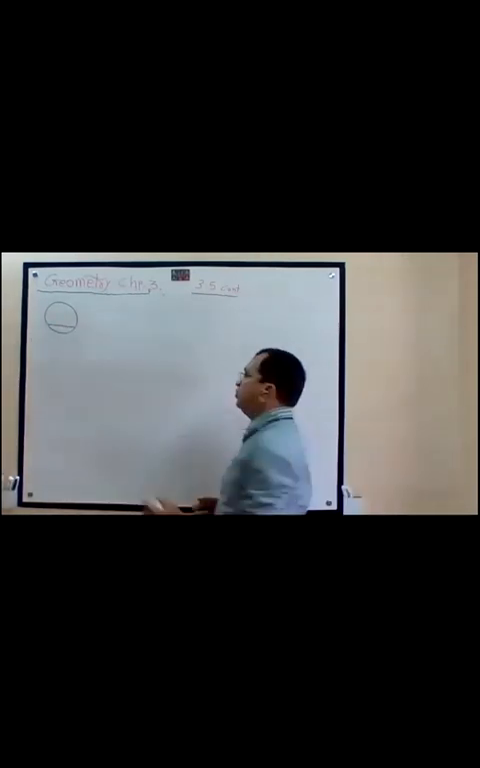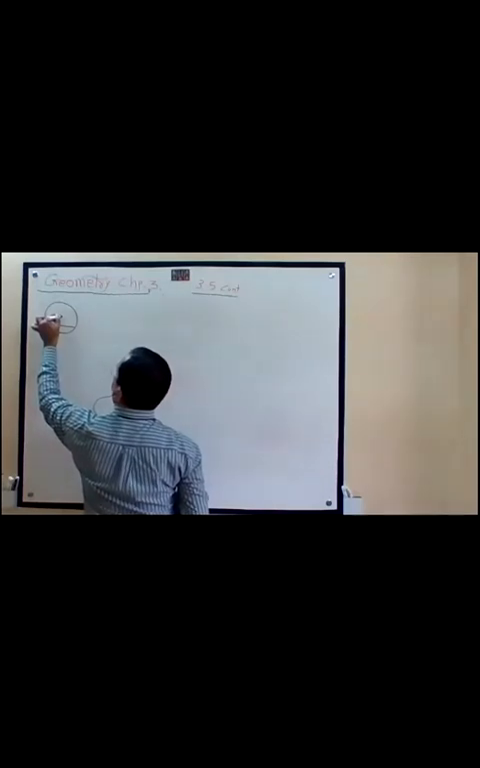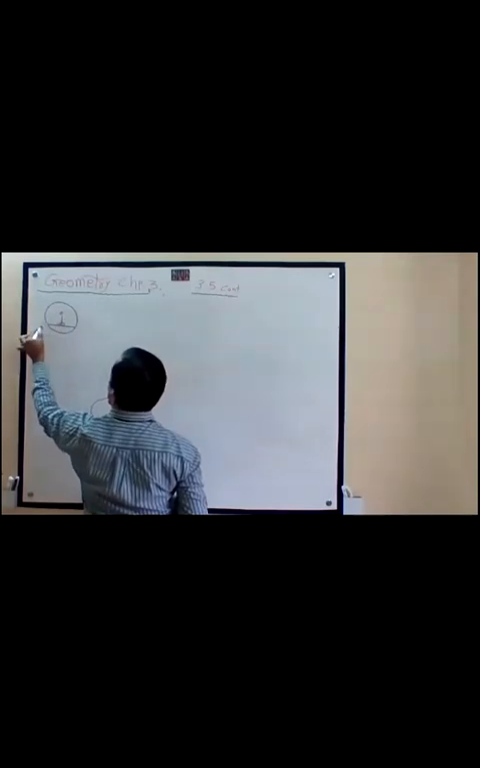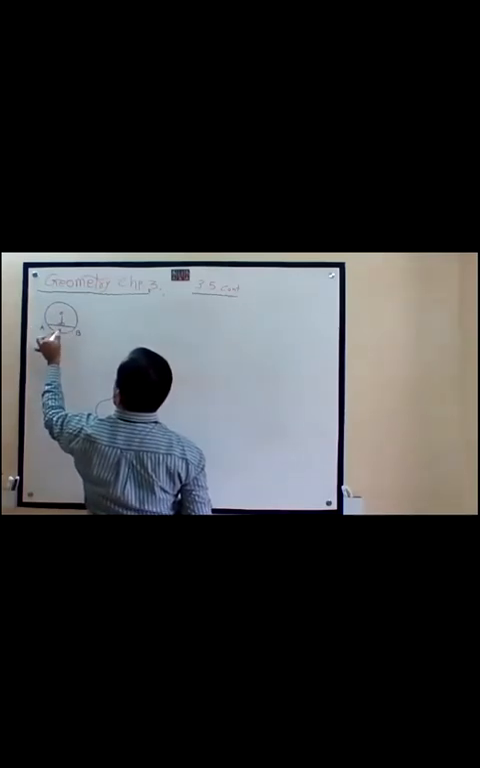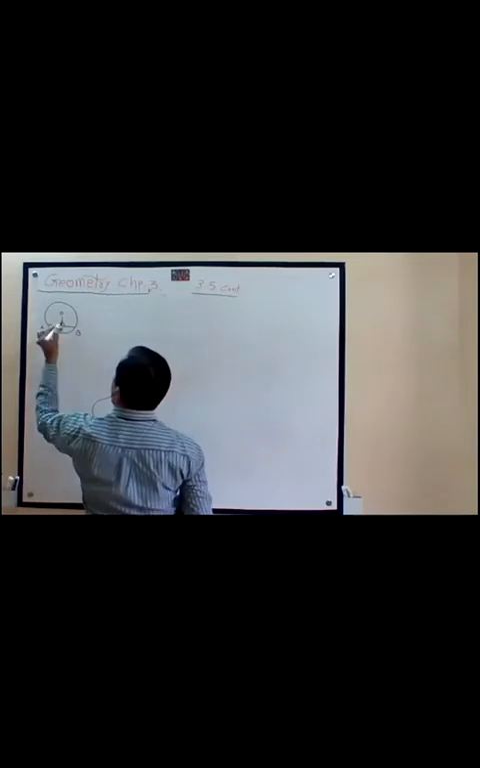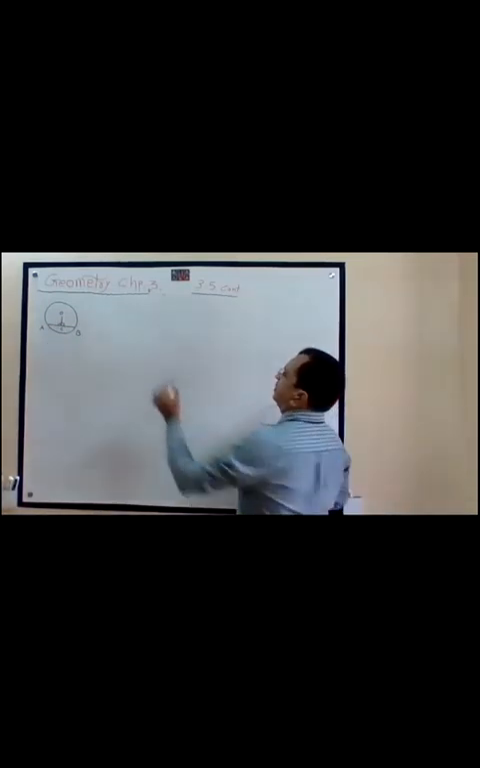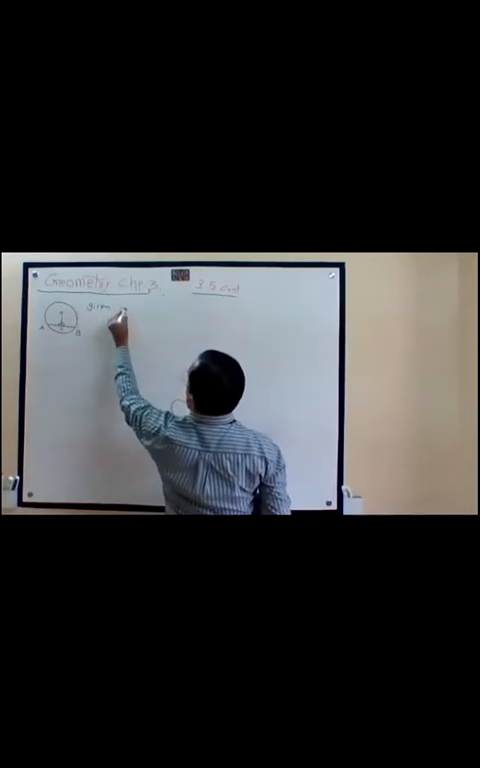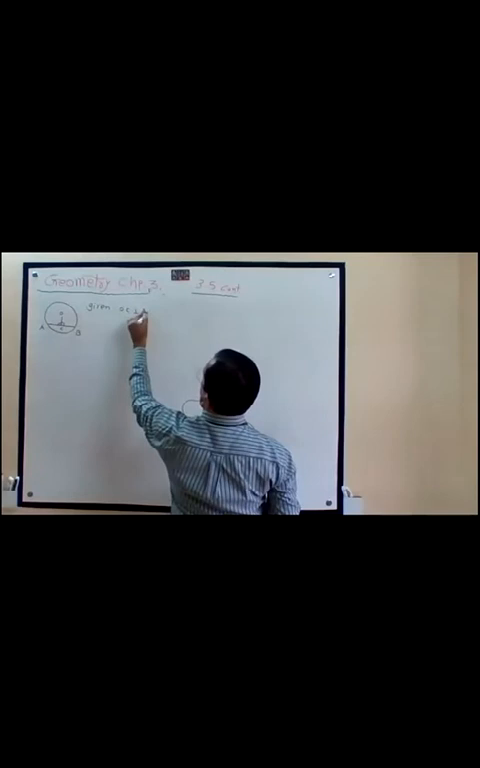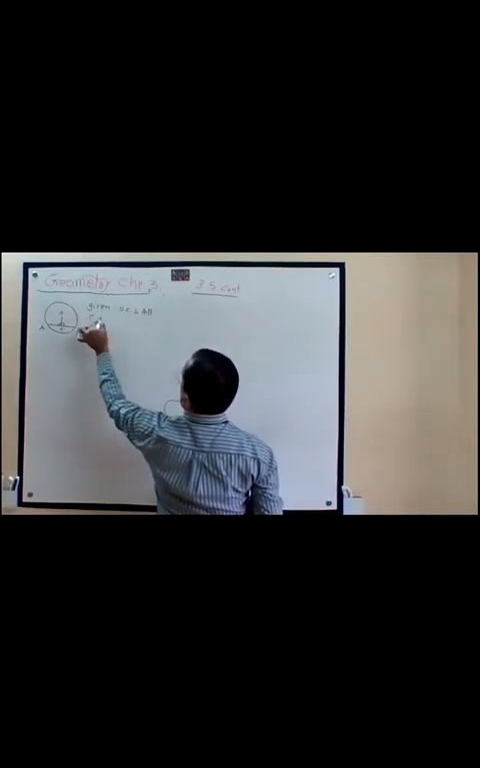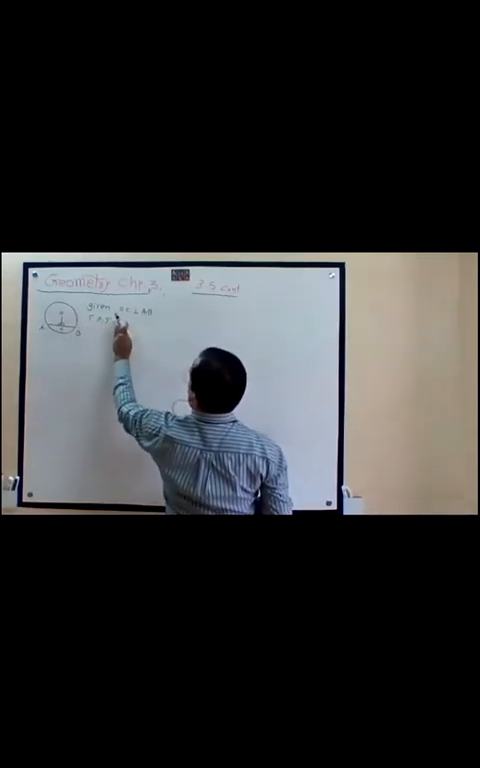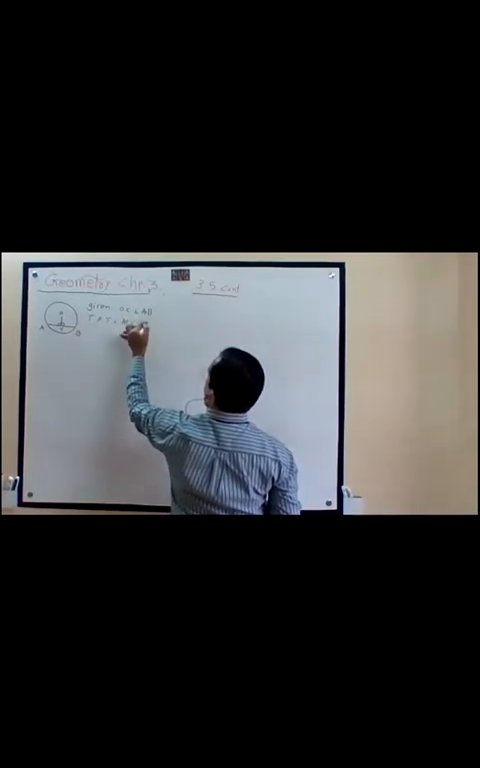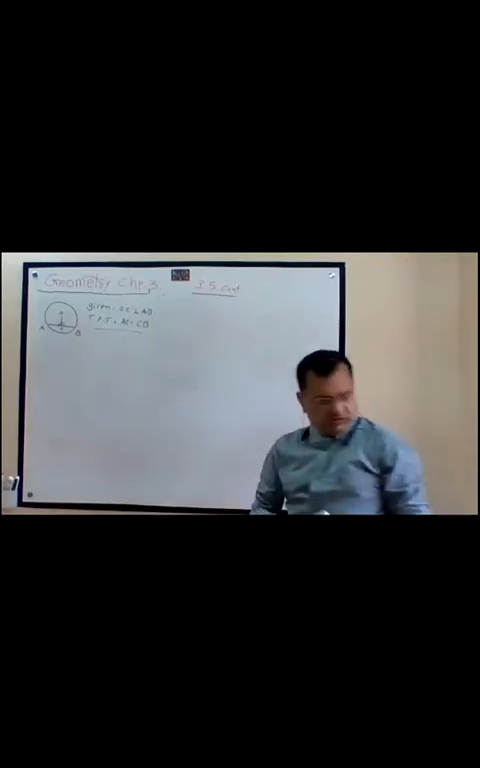On a chord from the center, suppose we draw a perpendicular, it is a bisector. What is given? OC is drawn perpendicular on AB. What to prove? AC is equal to CB, right? This we have to prove.